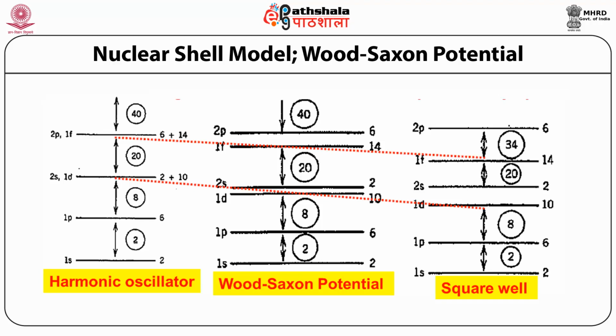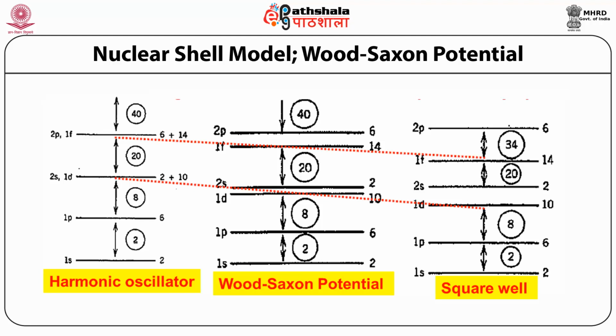In the case of the Woods-Saxon potential, the situation is similar: up to the first state 2 nucleons, up to the second state 8 nucleons, and since the third and fourth states are very close, here we can say that 20 nucleons are there, and likewise. Similarly, the situation for a square well.